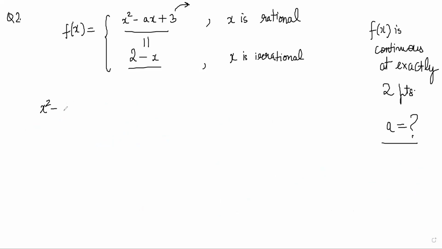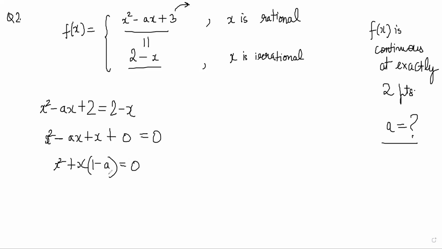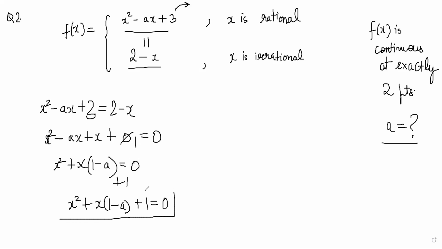Suppose x square minus ax plus 2 is equal to 2 minus x. So you get x square minus ax plus x plus 0 is equal to 0, so x square plus x(1 minus a) is equal to 0. It is x square minus ax plus 3, not 2. It is plus 3 and not 2, so it will be plus 1, right? So the quadratic becomes x square plus x(1 minus a) plus 1 is equal to 0. And this is supposed to have 2 points, so exactly 2 points where it is continuous.